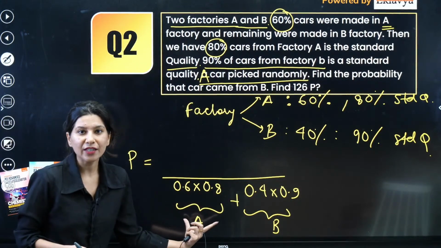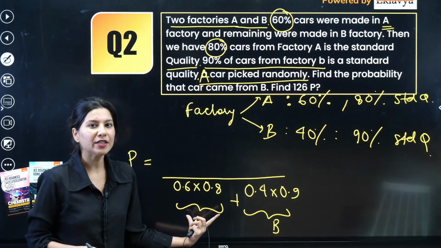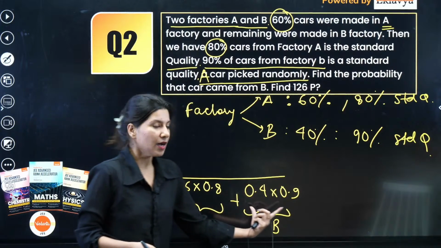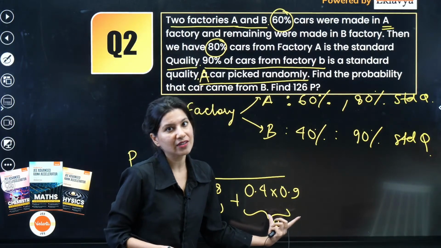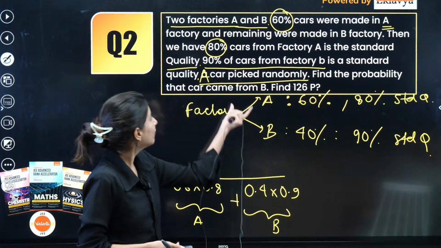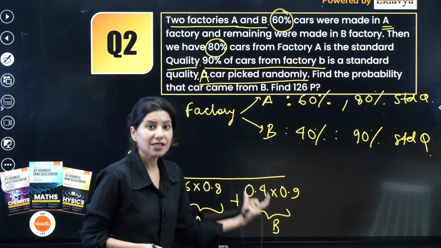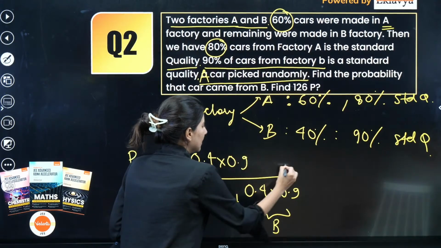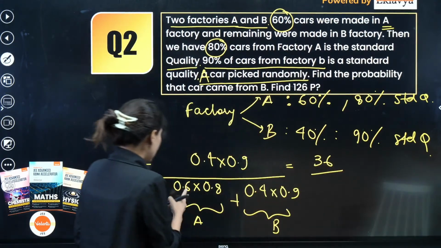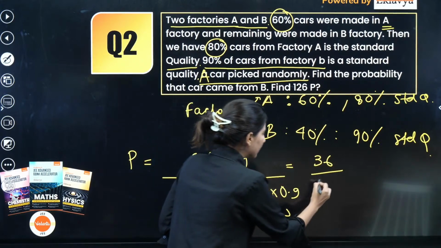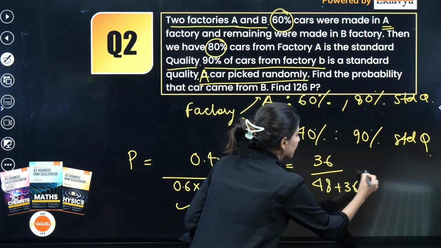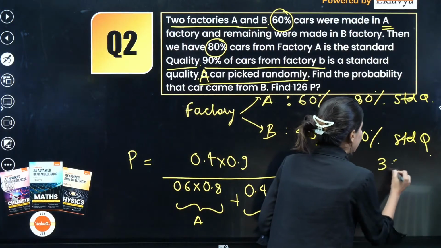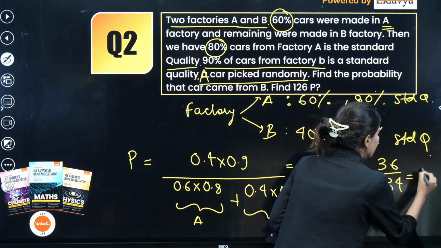This is the probability of the car being from factory A, given that it is of standard quality, and this is the probability that the car is from factory B, given that it is of standard quality. Now we are looking for the car that came from B, so this will be over here: 0.4 into 0.9, so that this is 36. 6 8s are 48, and we have 36. So if you solve it, what you are going to get is 36 by 84, which is 3 by 7.